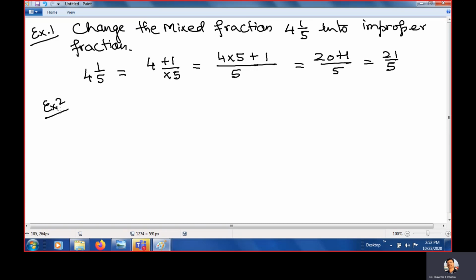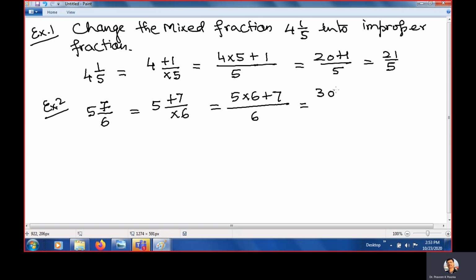Example number 2, and we will take, let us say, 5 and 7 upon 6. Okay, so we will write 5, plus 7, multiply 6. So how much will it be? It will be a 6 here, then 5 times 6 and plus 7. 5 times 6 is 30 and plus 7 upon 6, and it will become 37 upon 6. So this is the way we are changing any mixed fraction into an improper fraction.